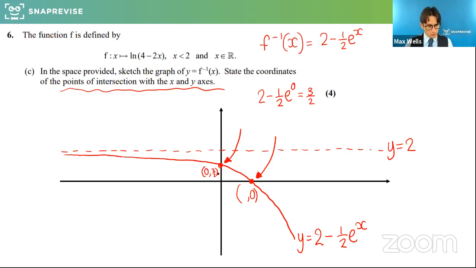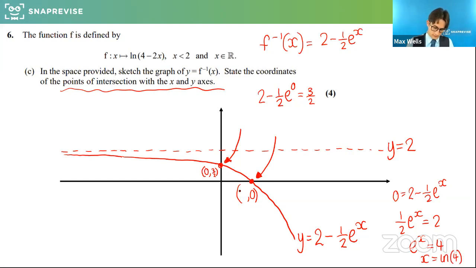And in a very similar way, excellent suggestions coming in, we put y in as 0 and try and solve it. So 0 equals 2 minus a half e to the x. And again, if you haven't done the logarithms and exponentials chapter, this would be quite tricky for you. But what we'll do, we'll rearrange that and say a half e to the x equals 2. So e to the x equals 4. And then you take the natural log of both sides, so x equals ln of 4. And that's the exact answer.